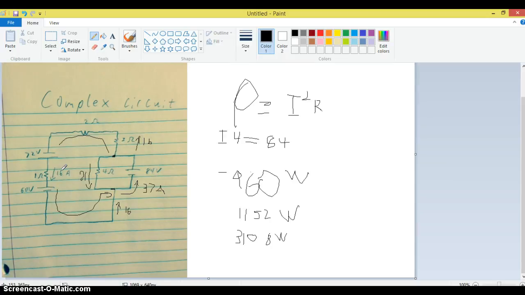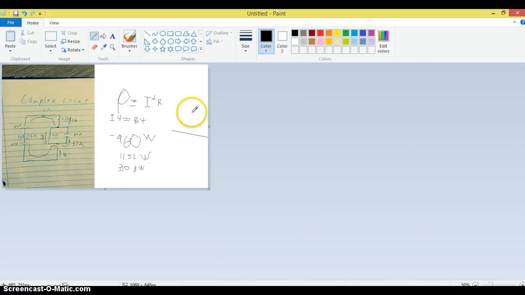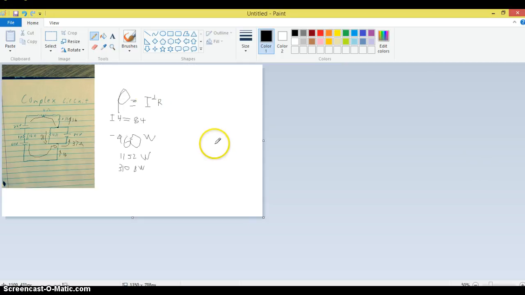So 16 squared times 1 is 256 watts. So 256 is our first one. Oh, I don't know what just happened there. It shrunk our picture. Okay. Anyway, 256, right? So that's the first one.